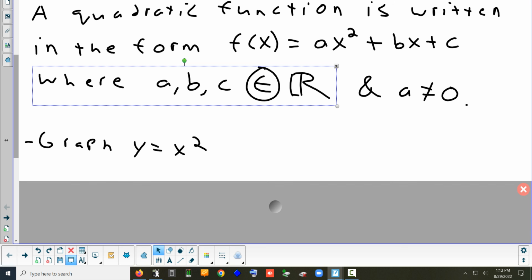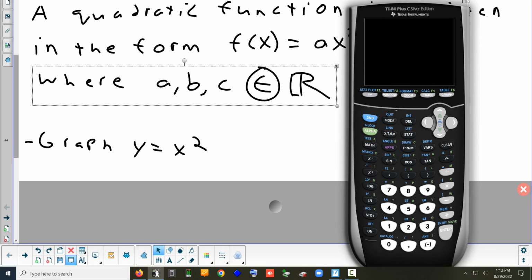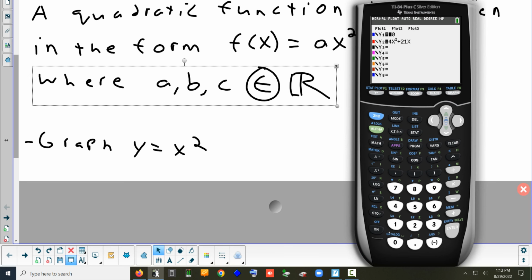So let's graph y equals x squared. I think we've done that before. If you have anything, you can clear it. Type in x squared, and we'll do zoom 6. What's that shape called again when you graph a quadratic? Yep, that's a parabola.